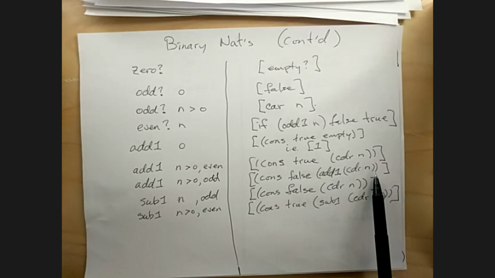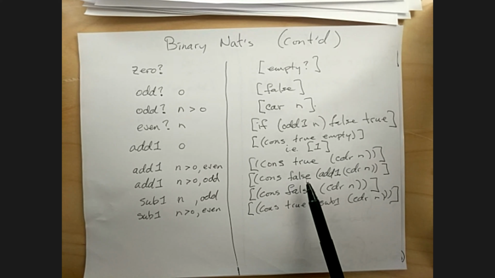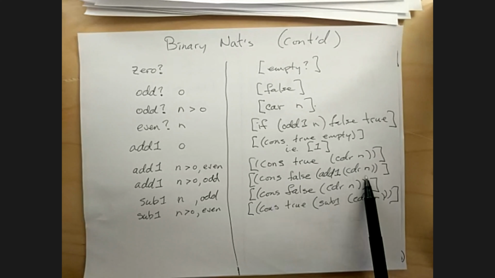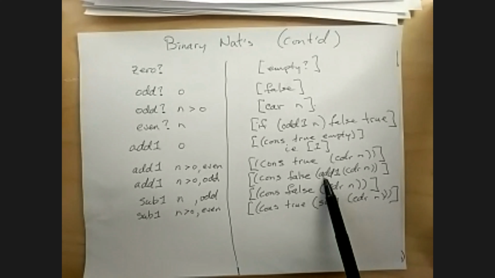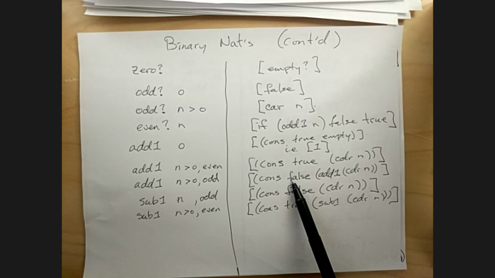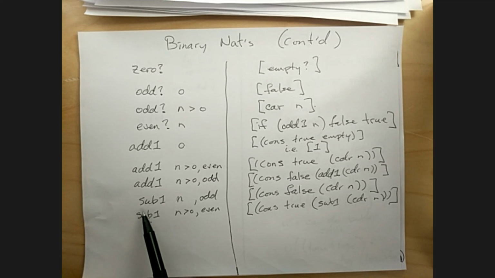It's going to take the remaining number, divide it by 2, add 1, but then when I stick a false on there, I'm going to multiply it by 2 again. So I'm going to subtract 1 from it. Basically, what I'm doing here in a really roundabout way is taking half the number, adding 1 to it, doubling it, and subtracting 1. Sub 1 is much the same thing.